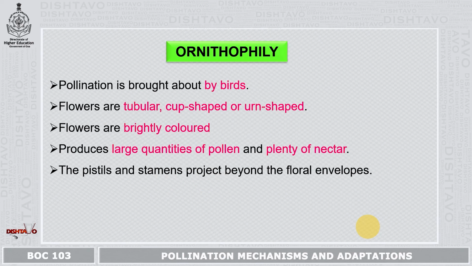Next is ornithophily. In this case, pollination is brought about by birds. With regards to ornithophily, the floral adaptations are as follows. The flowers are tubular, cup-shaped or urn-shaped. Flowers are brightly colored in order to attract the birds. Flowers produce large quantities of pollen and plenty of nectar. The pistils and stamens project beyond the floral envelopes.